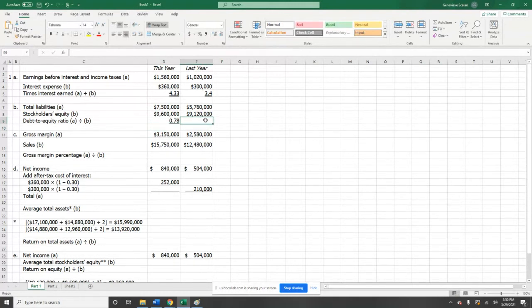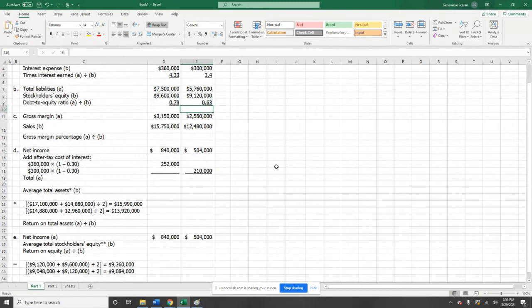Same thing over here. You just divide total liabilities by stockholders' equity. So total liabilities divided by stockholders' equity is equal to 0.63. And again, that's just a formula. I mean, they're very simple formulas. There's nothing very complex. I guess knowing where to get the numbers is probably the biggest thing. But they're pretty clearly labeled on those financial statements. So that's not hard.